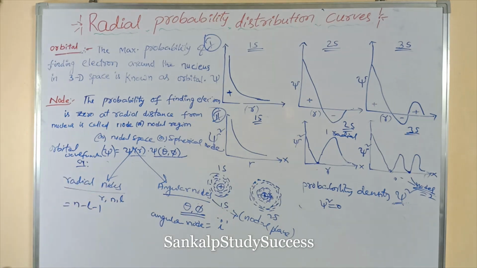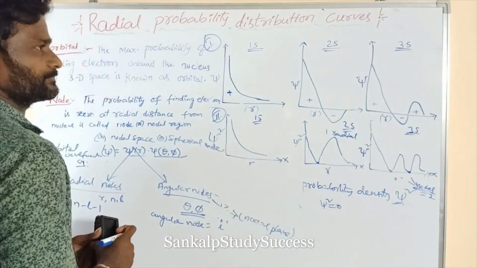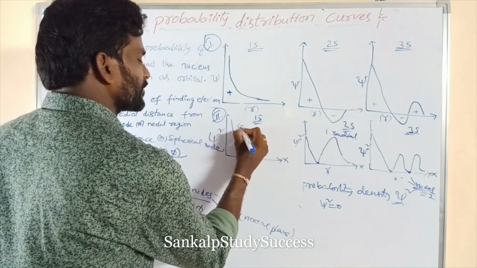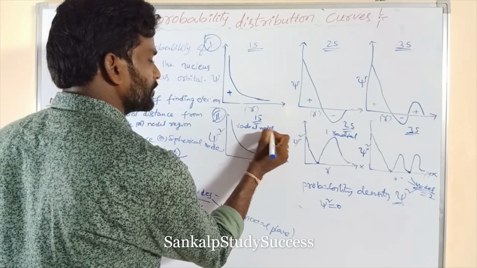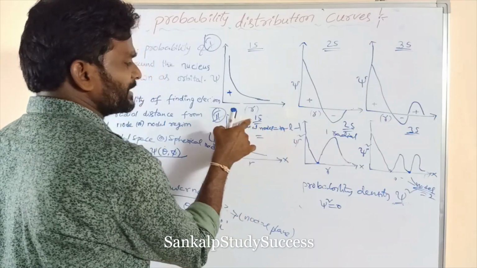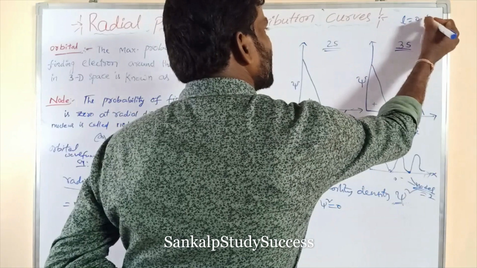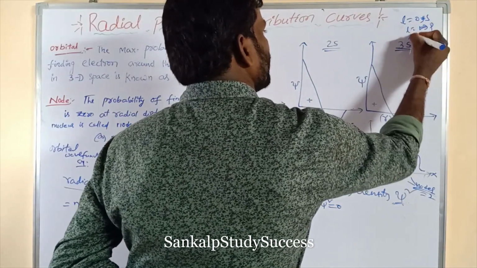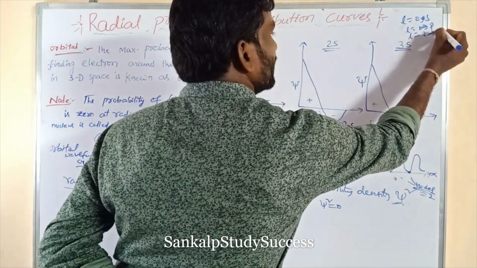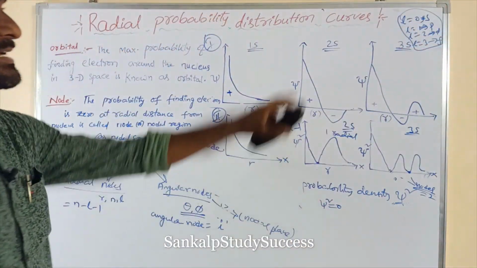According to the formula, radial nodes is equal to n minus L minus 1. For example, per 1s orbital, radial nodes is equal to n minus L minus 1. What is n? N is the principal quantum number, and its value is 1. If L is equal to 0, that is an S orbital. If L is equal to 1, that is the P orbital. If L is equal to 2, that is the D orbital. If L is equal to 3, that is the F orbital.